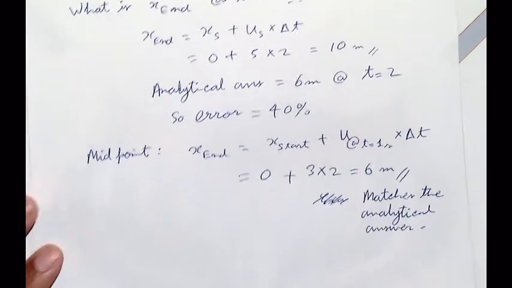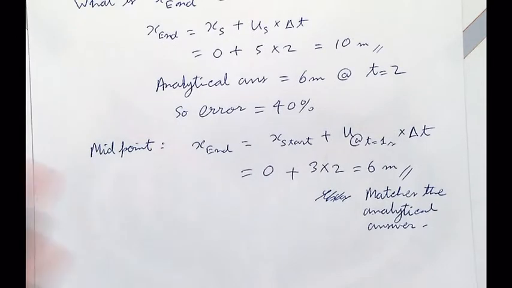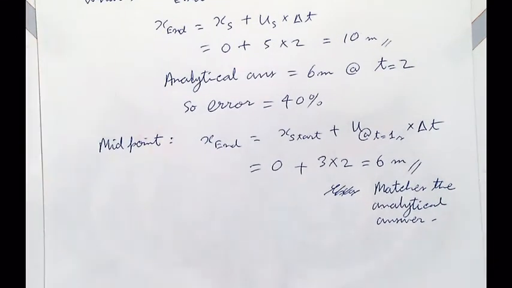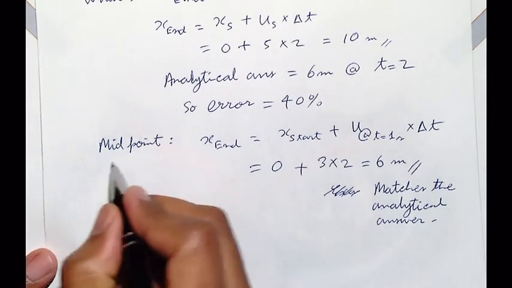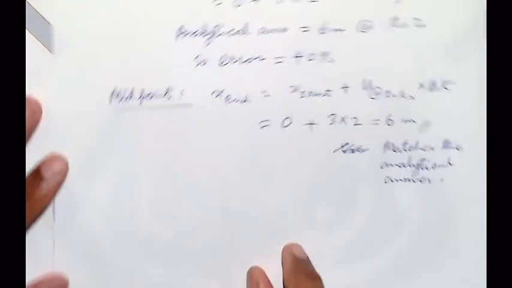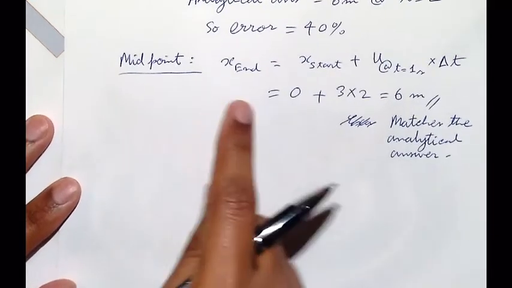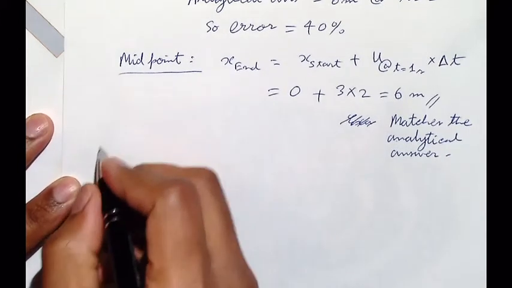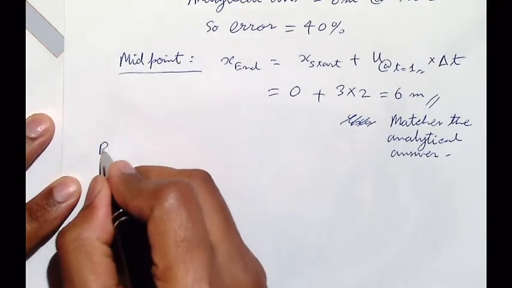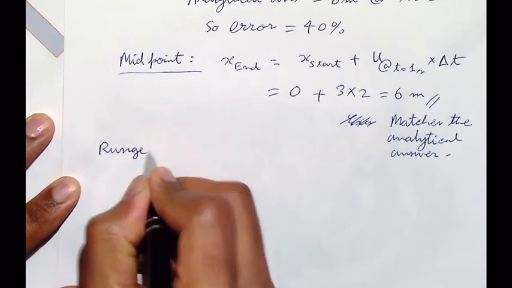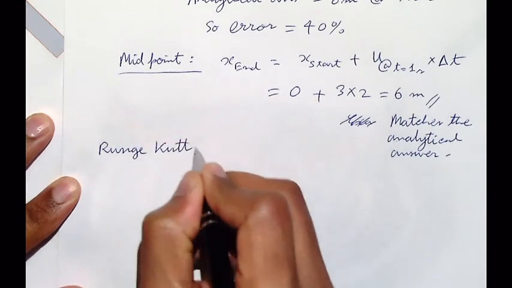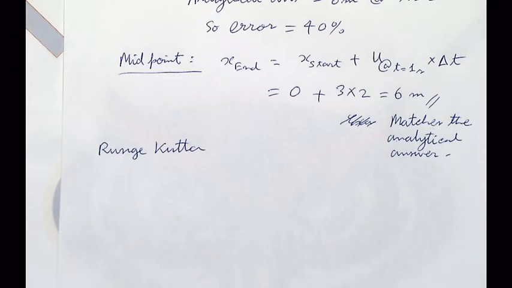All right, and this happens because we got lucky. The data I gave you is parabolic, so this works. But the very nice technique that you can use for this sort of integration is called Runge-Kutta. It comes in several orders of accuracy: Runge-Kutta 2, Runge-Kutta 4, and higher orders. 2 and 4 are the most used ones.